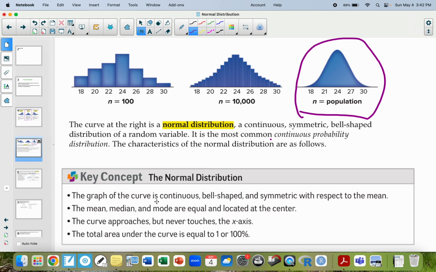Again, the graph of the curve is continuous, bell-shaped, and symmetric with respect to the mean. I would definitely write that down. The mean, median, and mode are equal and located at the center. We'll draw this in a second, but I would write down this bullet point. The curve approaches but never touches the x-axis. I would also write down that the total area under the curve is equal to 1 or 100%. So you'd have 100% of the area underneath the curve.